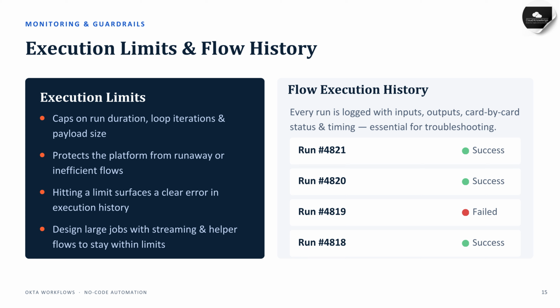Second, execution limits, caps on run duration, loop iterations, and payload size. These protect the platform from runaway or inefficient flows. If you hit a limit, it surfaces as a clear error right in the execution history.